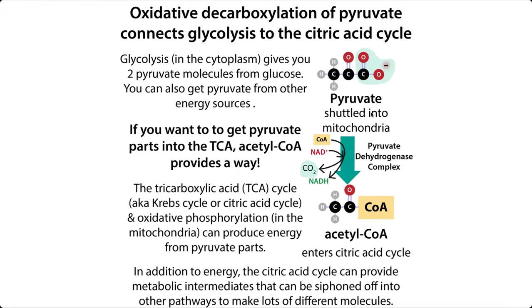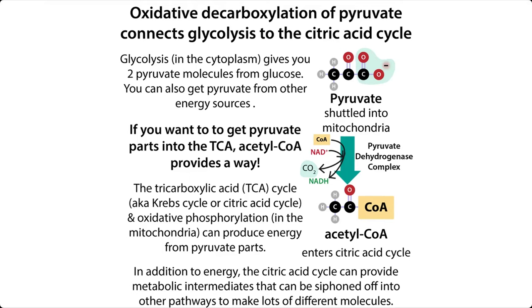We're going to be converting pyruvate to acetyl-CoA in the mitochondrial matrix, and we'll be doing it using this enzymatic complex called the pyruvate dehydrogenase complex. Sometimes when we do an oxidative decarboxylation, it's going to be simple, and sometimes it's going to be complicated. This is one of those times when it's going to be complicated.